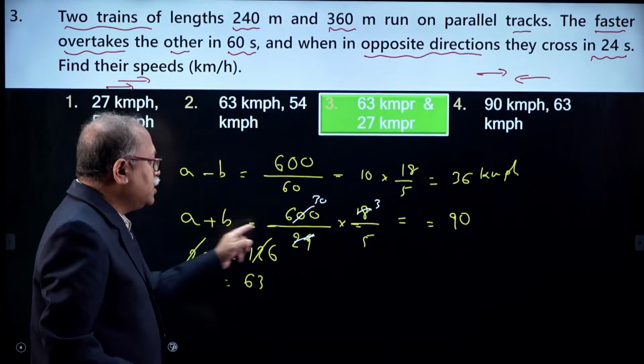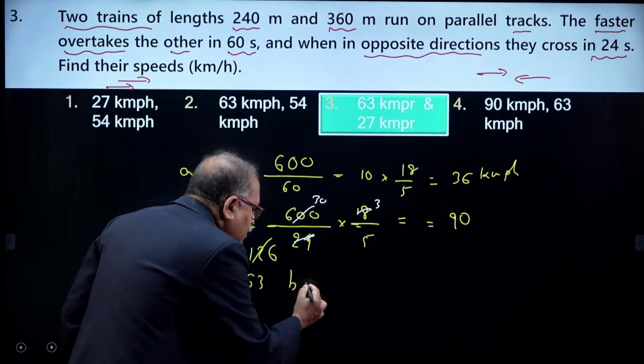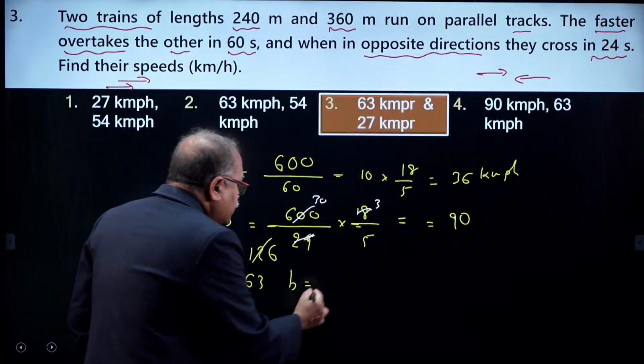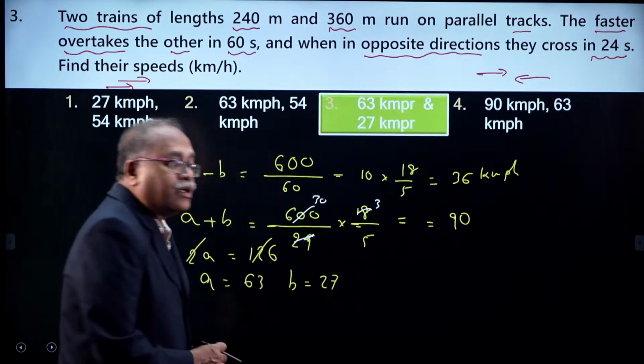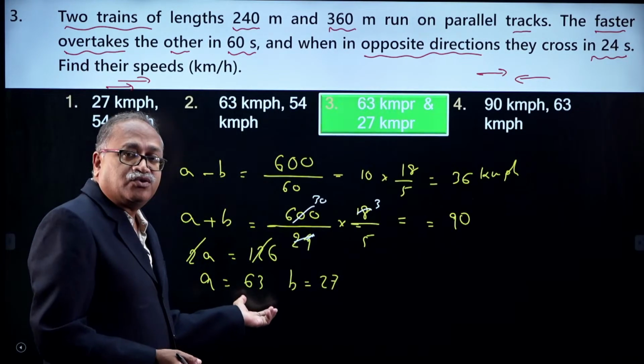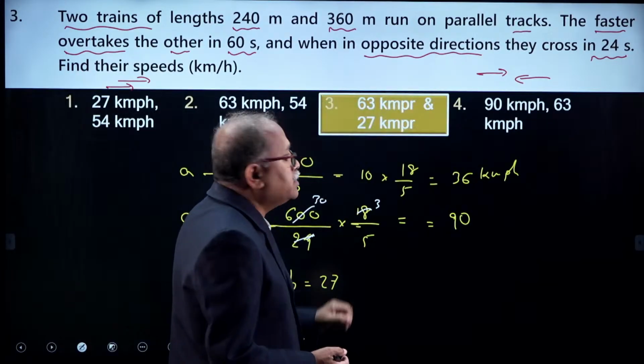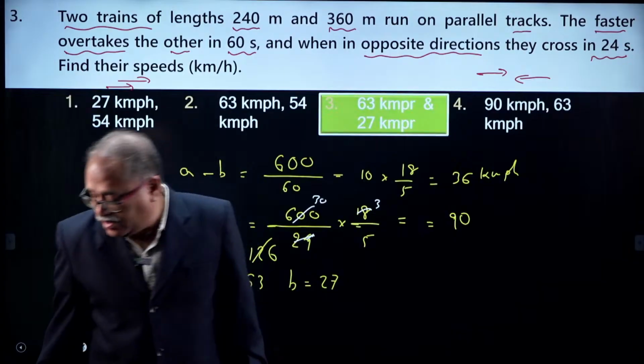I already know A plus B is 90, where A is 63. Then B will be, will it be 27? Yes, 27. Well done. So the speeds of the two trains, faster and slower, are 63 and 27, 63 and 27.